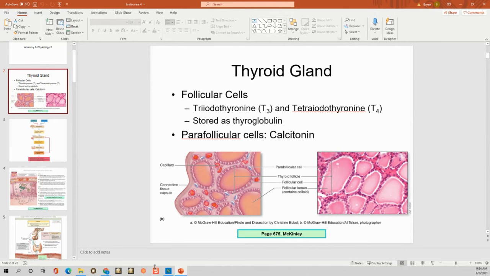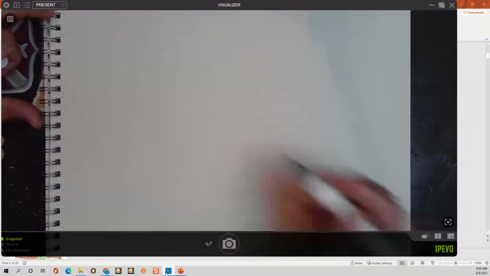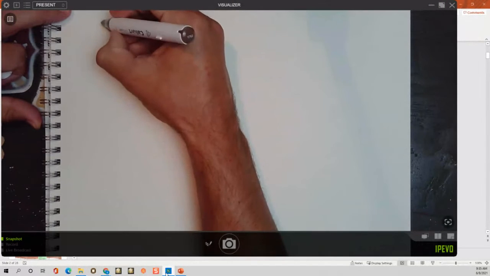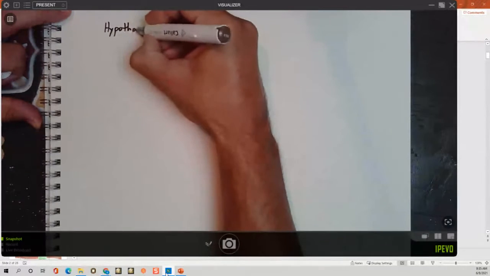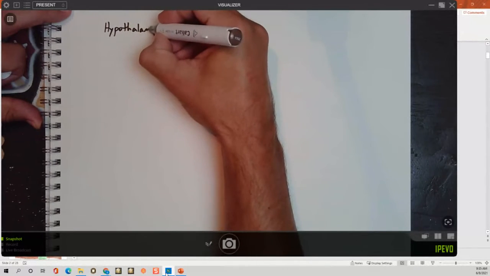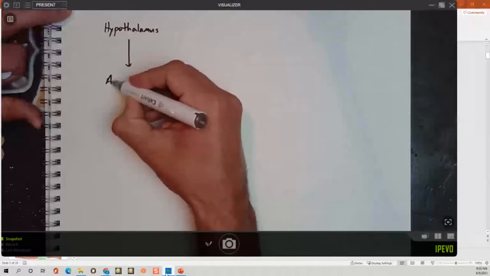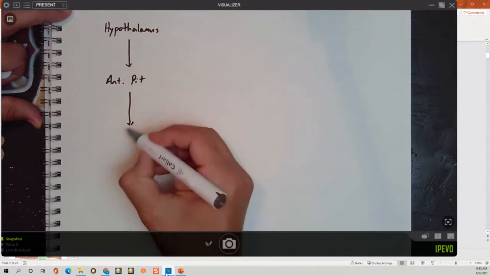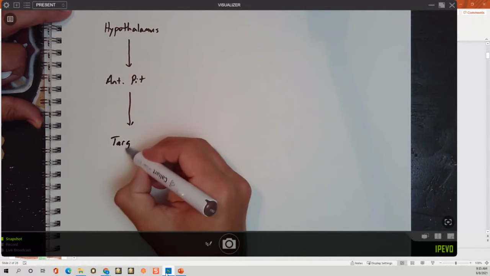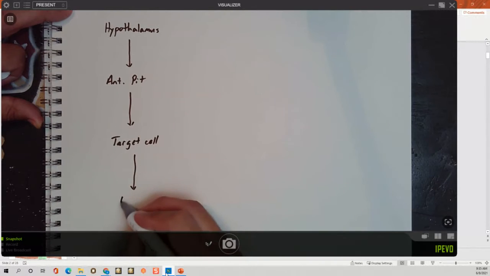Next, let's go to here. Just quickly draw this out. Let's go ahead and do our flow chart. All right, this is a great template to start writing down and studying each one of these. So I've got a hypothalamus. Hypothalamus secretes to the anterior pituitary. And the anterior pituitary is going to secrete down here to a target cell. Target cell is going to have a response.